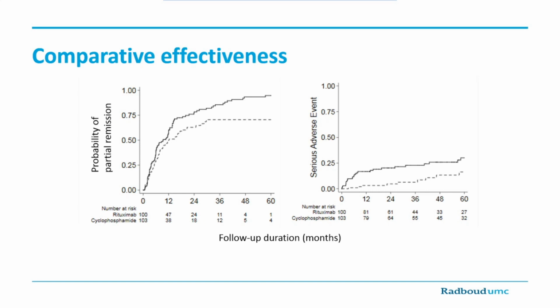And from this analysis, we were able to show that indeed rituximab is slightly less effective than cyclophosphamide, where only 70% of the included patients were in remission, whereas this is 95% for cyclophosphamide. However, on the flip side of the coin is that there are fewer severe adverse events after rituximab treatment compared to cyclophosphamide. The cyclophosphamide group, this was about 30% in 5 years, whereas it was only 20% in the rituximab group.